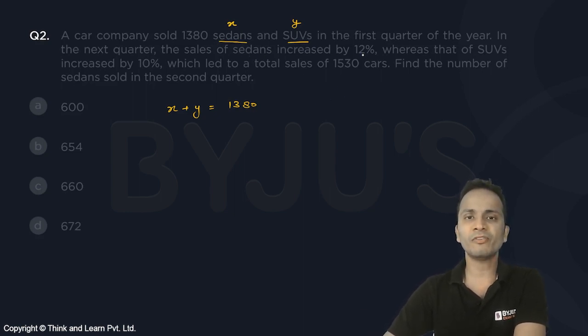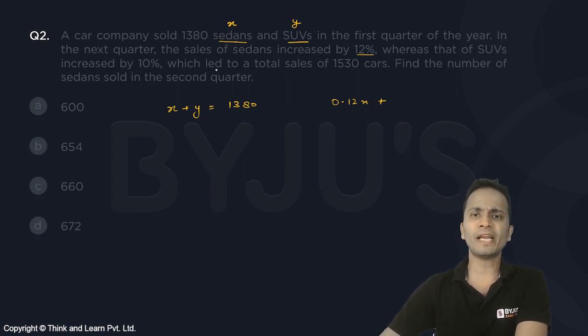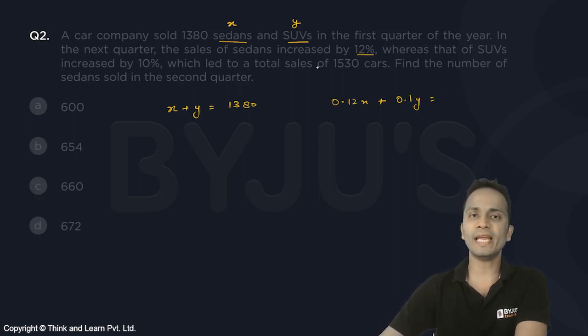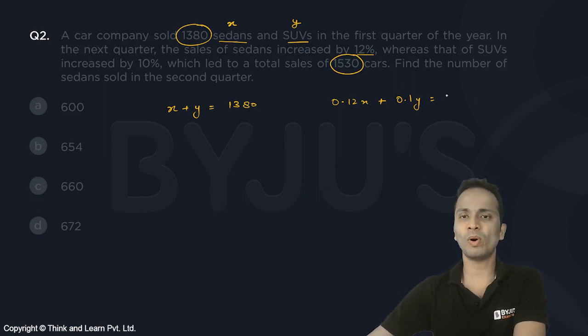Now the number of sedans increased by 12%. So 12% of X, that is 0.12X, plus the number of SUVs increased by 10%, so 0.1Y, and that will be equal to the net increase in the cars. So 1530 is the total sales now, and originally it was 1380, so the difference is 150. Okay, from here I can make the equation as 12X plus 10Y is equal to 15000.